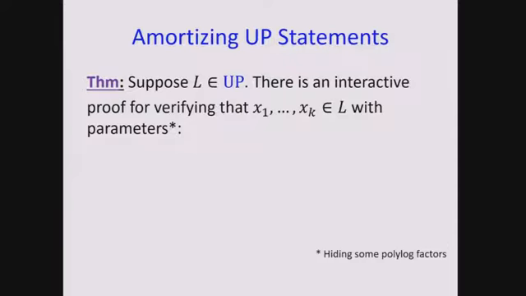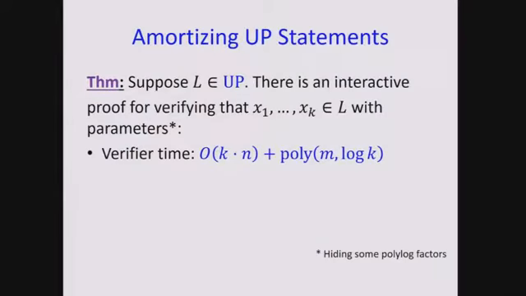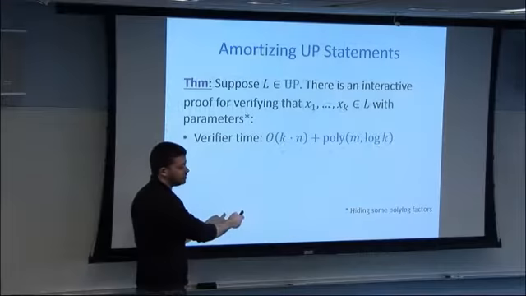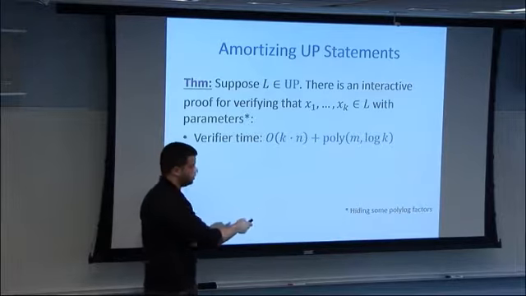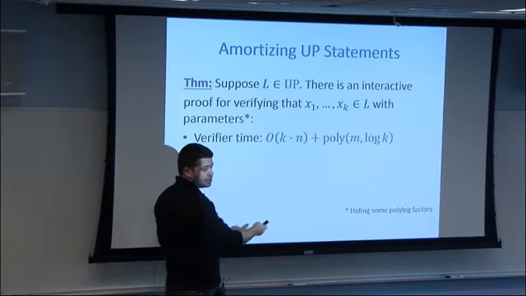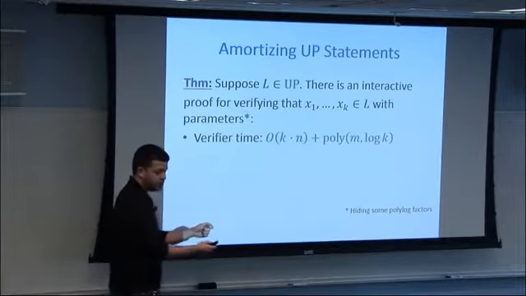And here's the result. Take your favorite language in UP. We show an interactive proof for verifying k instances with the following parameters. For the verifier, what's the running time? k times n is just reading the k inputs, so that seems inherent. And then instead of a multiplicative factor of m, we just get some polynomial factor in m. Instead of the naive m times k, which you get by sending all the NP proofs, we're breaking this multiplicative dependence. We're only paying m, roughly.